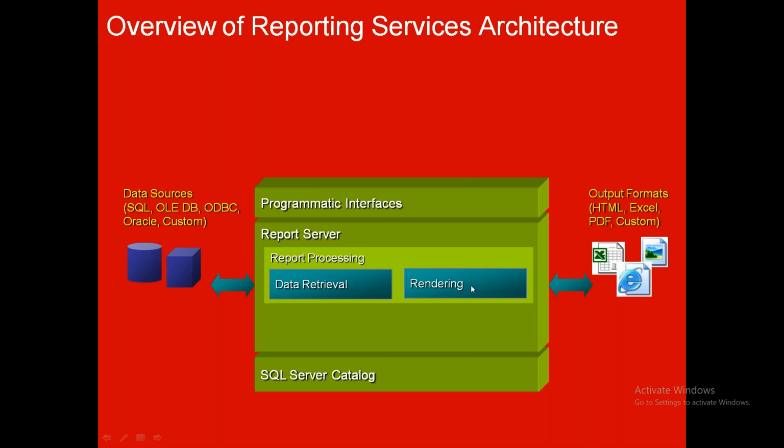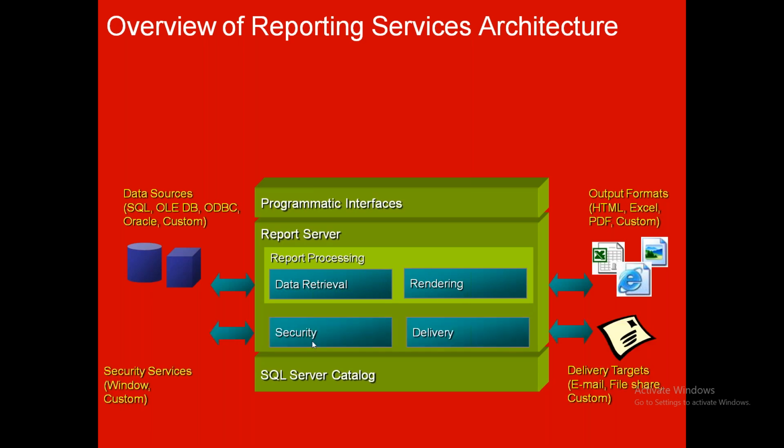And the next one is called how to render. How to render means how to display the report. So some people need images, this is image. Some people need HTML files. Somebody needs PDF and XML files or Excel files. So how to retrieve the data, how to render the data, how to apply security and how to deliver the report to the end user using email or file share. Okay, so these are the four important things that you should know.